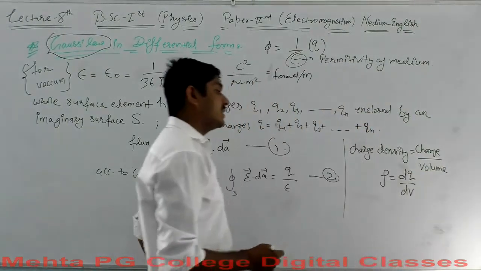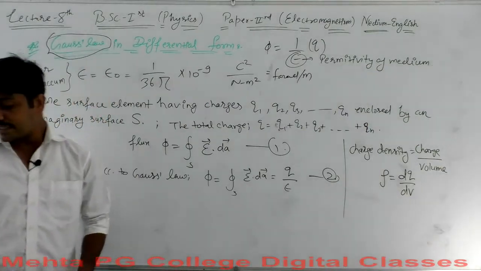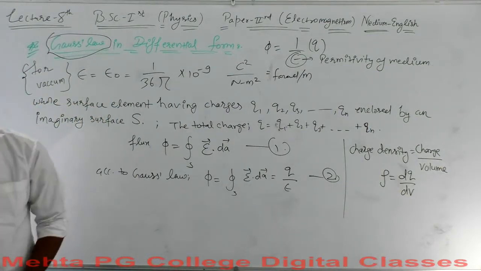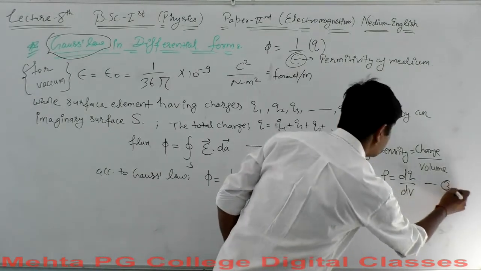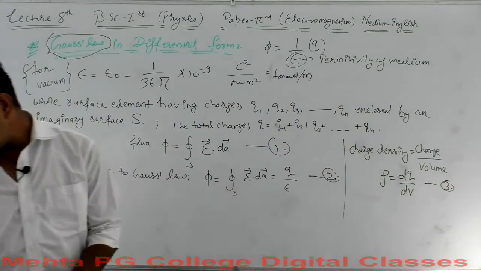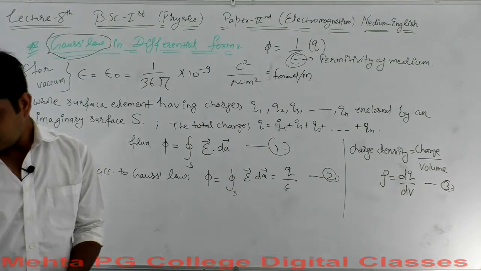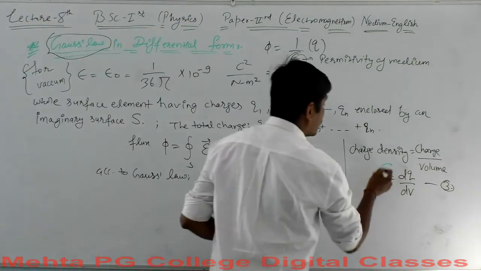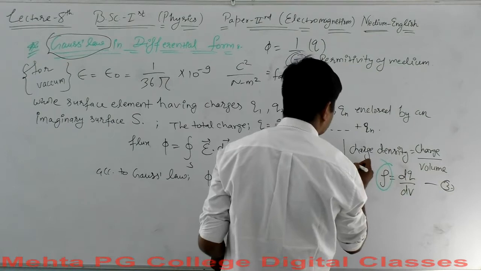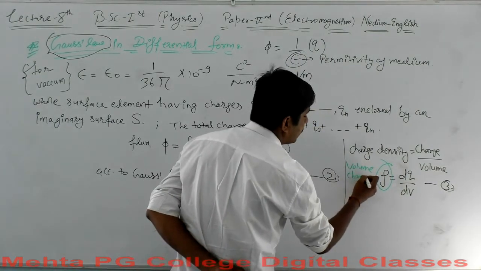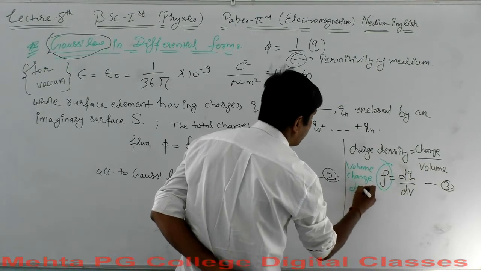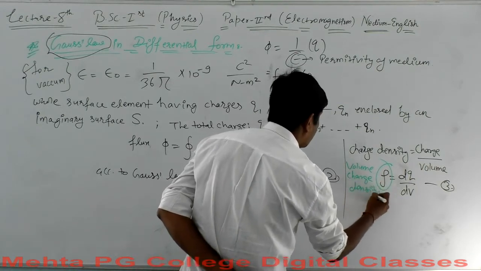dq over dv. Yes, rho represents the volume charge density. Let me write it here. This is equation third for sure. Rho represents here volume charge density.